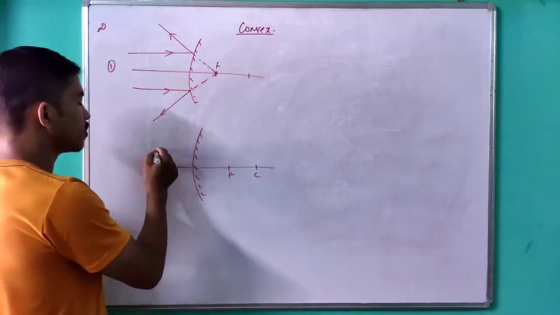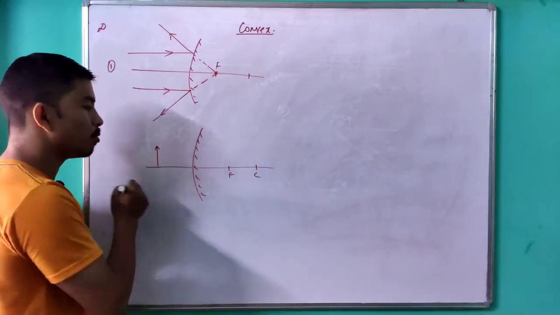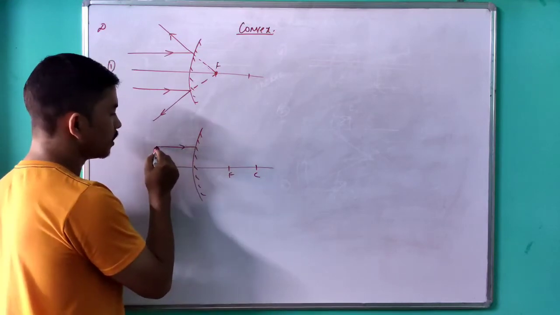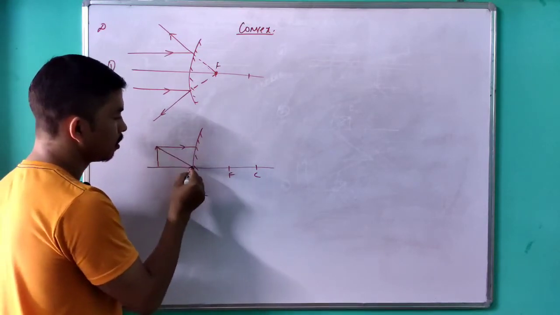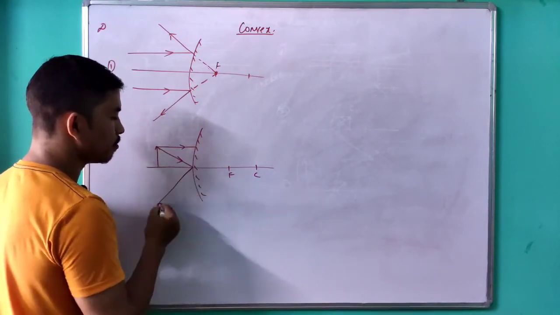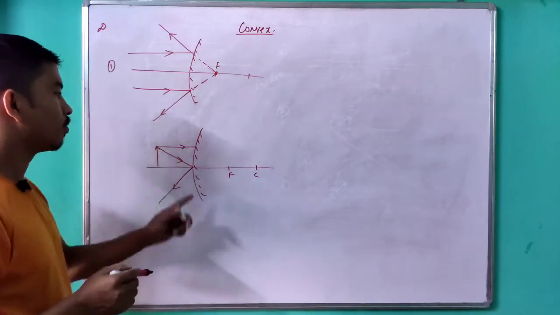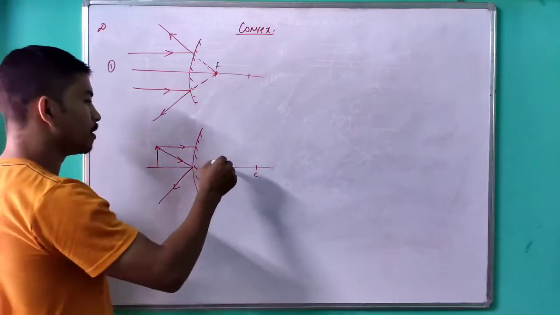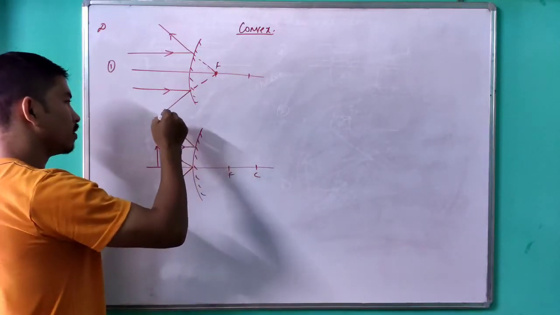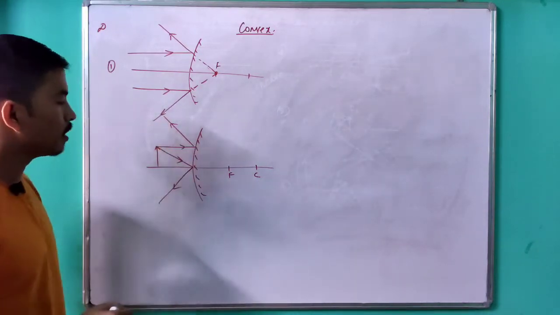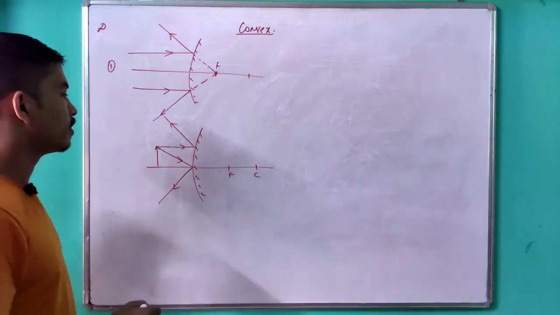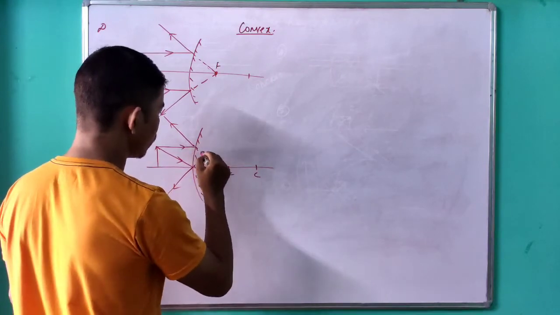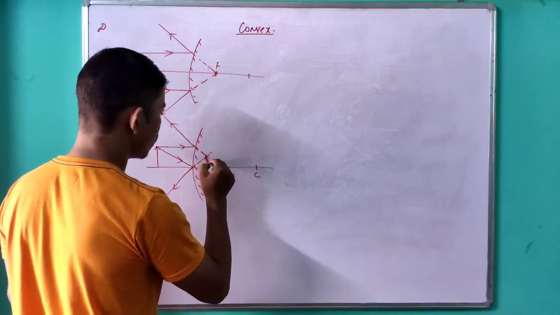The second case is when the object is at any point on the principal axis. I draw 2 rays, one parallel, another incident at the pole. This will get reflected back in this manner, and the one that is parallel to the principal axis will appear as if it was coming from the focus, so it will go in this straight line. The image will be obtained by extending these 2 reflected rays backward. So I'll extend this backward and here also. The image is formed here.